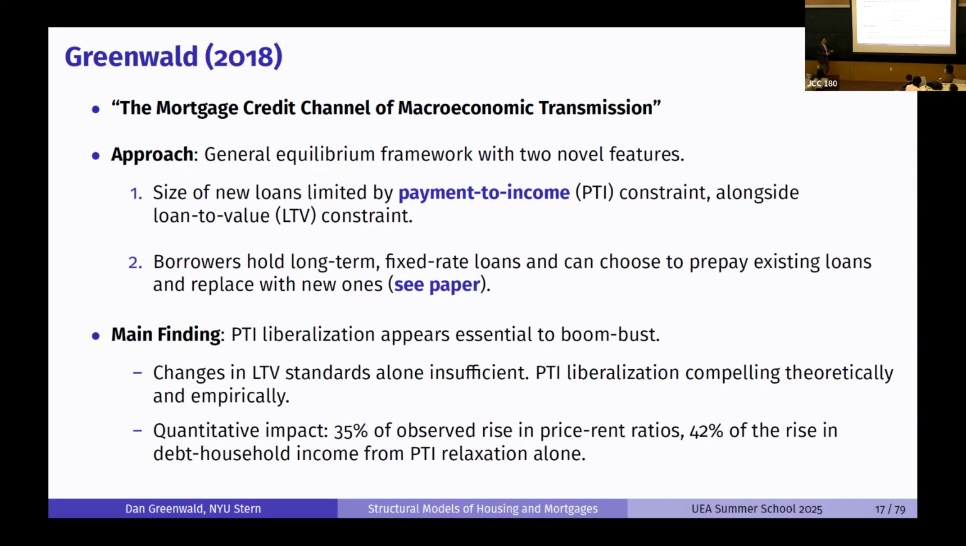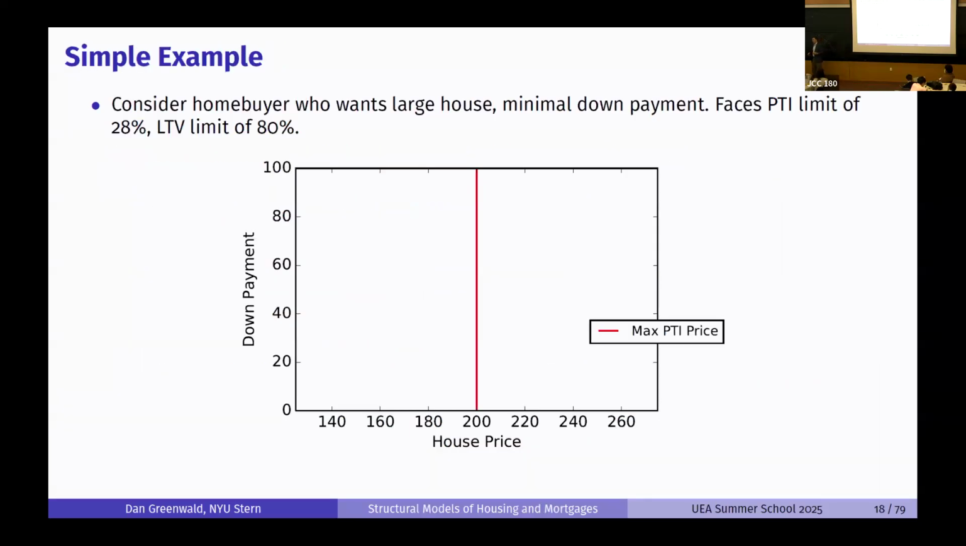So quantitatively, what I find is you can explain about a third of the boom just from the relaxation of this one limit by itself. And about half the boom if you include indirect effects through making other shocks amplified, which I'll talk about. Okay, so what is this payments income limit doing? And why does it change what we think about? Why is it so powerful, right?